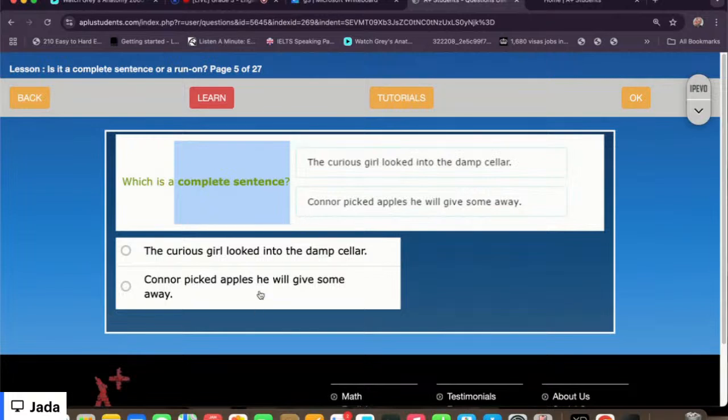Okay, so the complete sentence is supposed to be one. The second one is a run-on because it says that Conan picked apples, one sentence, and he will give some away, the second. So that's a run-on. But then this one, the curious girl looked into the damp cellar. So the curious girl is the subject, and then looked is what? The verb. Okay.